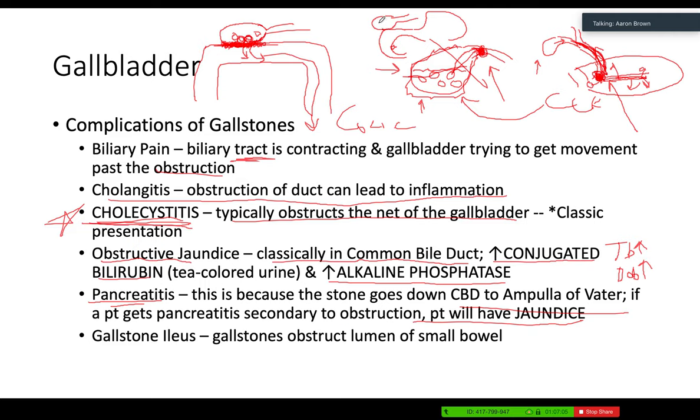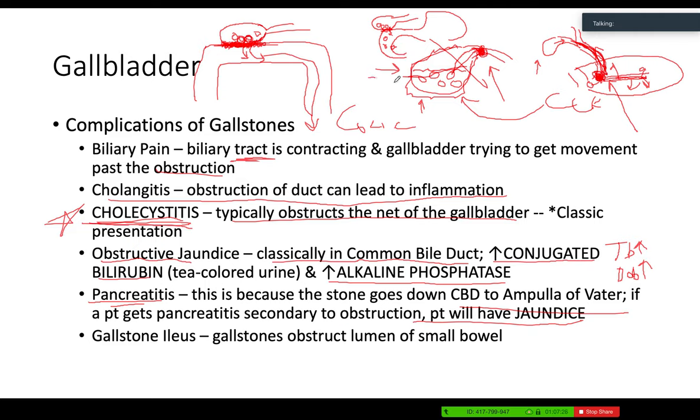So if we have a bunch of stones here, we can have the same thing happen where we have a little bit of inflammation. That inflammation gets transmitted over to the duodenum, and we end up getting stones in our duodenum. Now we have a bigger problem, though, because as these stones pass through our GI tract, they're ultimately going to get to the terminal ileum. The terminal ileum is a valve, and a very small valve at that.